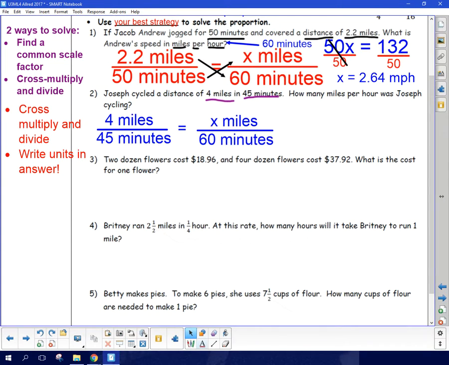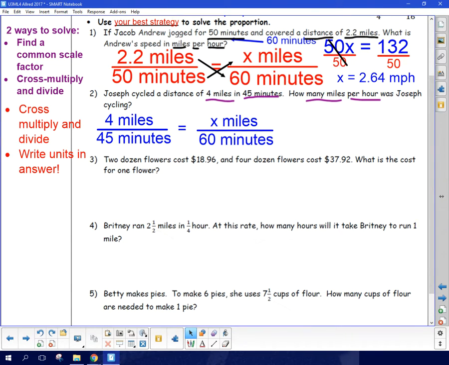Just like the other one, I want to know how many miles per hour he went. And in 1 hour, that's right, there are 60 minutes in 1 hour, just like there were before. That has not changed. Okay, so I want to know how many miles, I don't know, so I'm going to call it X, in 60 minutes that he went.